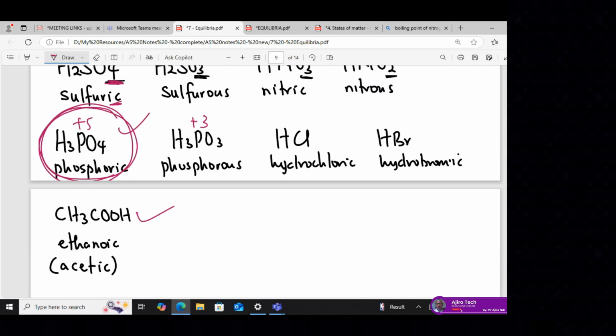Then this, have you seen this guy before? The carboxylic acids, yeah. How many carbon? What's the name now? Ethanoic acid, two carbon. In organic chemistry, one carbon is methanoic acid, two carbon is ethanoic acid. What about three carbon?